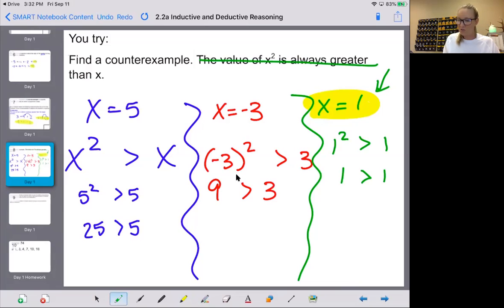Are there any others? What about 0? I bet 0 works. Let's try it. If x equals 0, then is 0 squared greater than 0, which is 0 greater than 0? Again, false, right? So if x equals 0 or if x equals 1, those are both counterexamples. Now, you don't have to have 2, but there's another option.